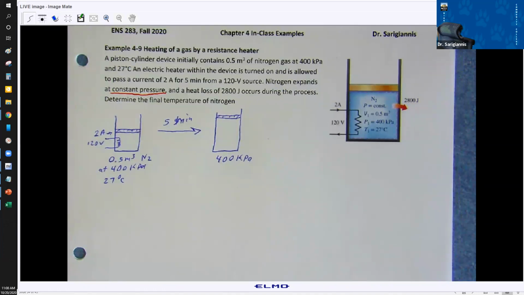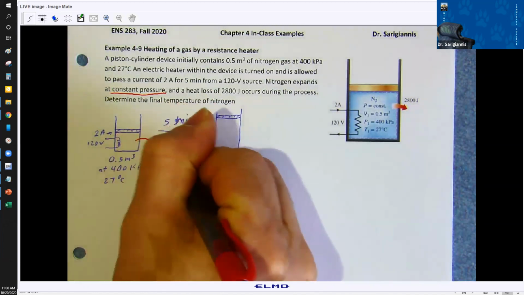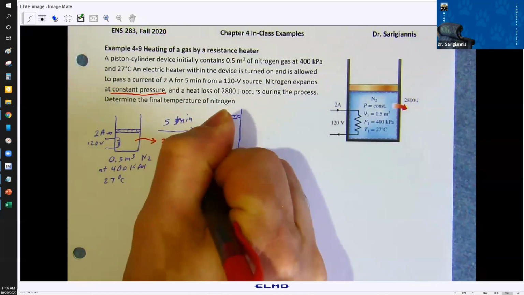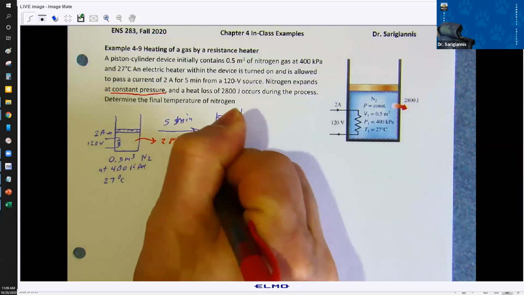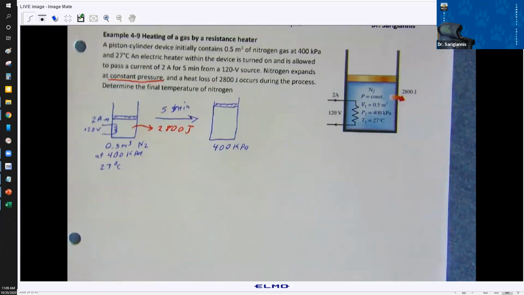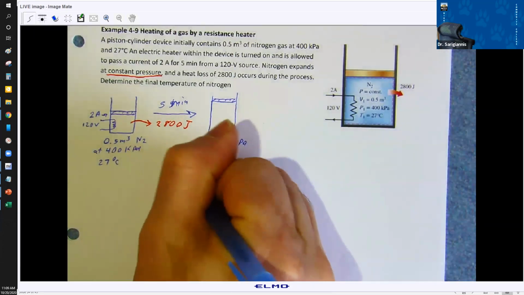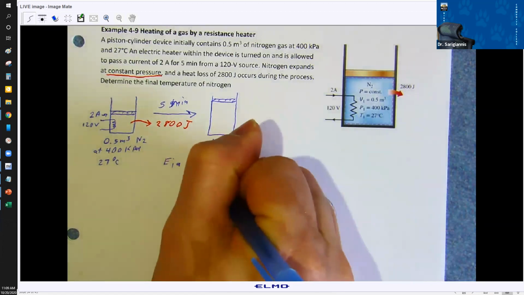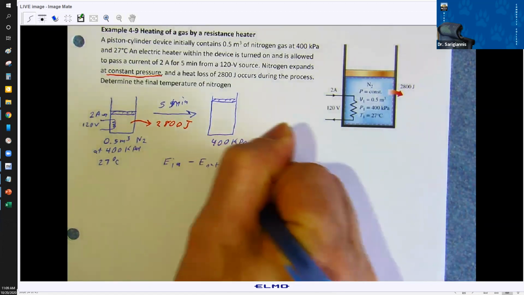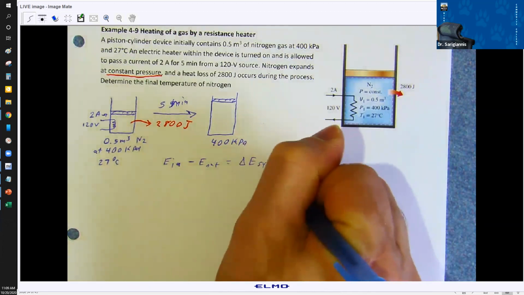Oh, we also lost heat. Let me draw some heat loss: 2,800 joules. So the overall energy balance is just energy in minus energy out equals change in energy of the system.